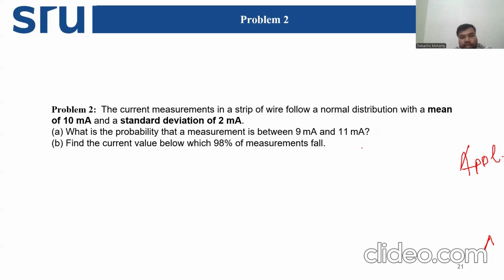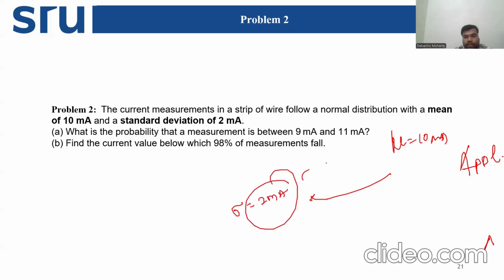The current measurement in a strip of wire follows a normal distribution with a mean of 10 milliampere. So here the mu value equals 10 milliampere. Again, the standard deviation, sigma, equals 2 milliampere. With this given data, we need to calculate the probability that the measurement is between 9 milliampere and 11 milliampere.